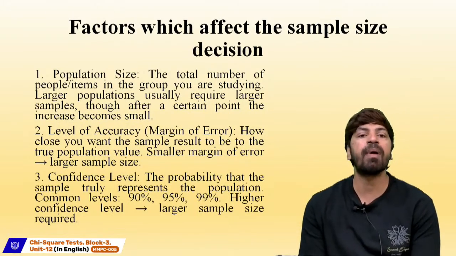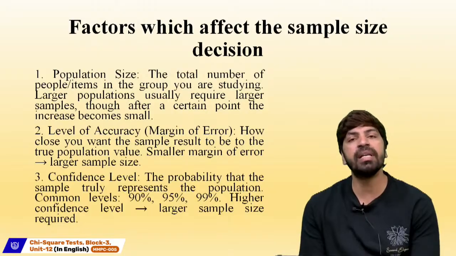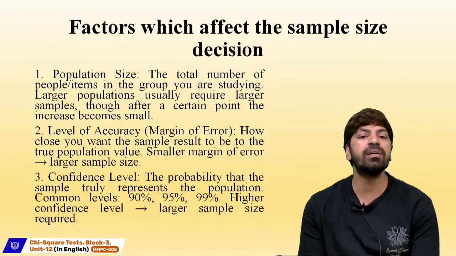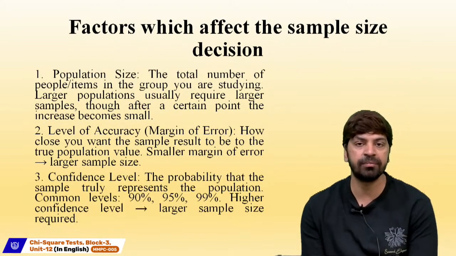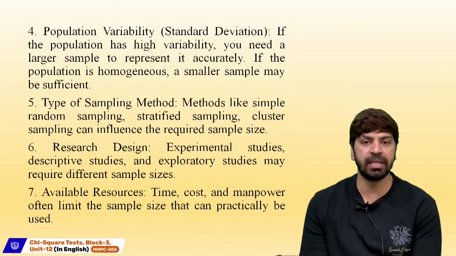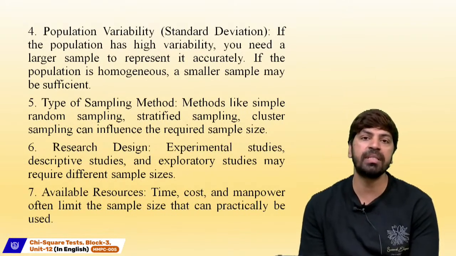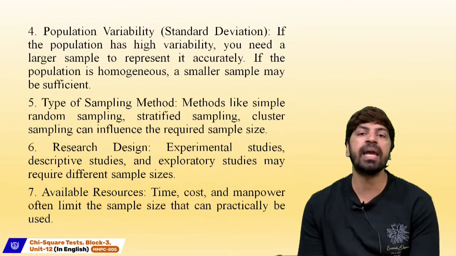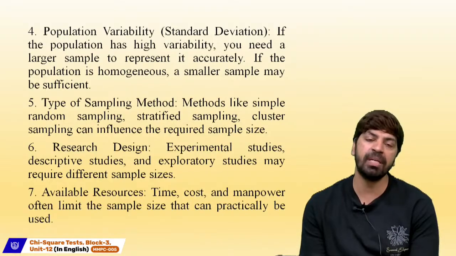Confidence level is the probability that the sample truly represents the population. The common levels are 90%, 95%, 99%. The higher the confidence level, the larger the sample size required. The next factor is population variability, called standard deviation. If the population has higher variability, it needs a larger sample to represent it accurately. If the population is homogeneous, a small sample may be sufficient.